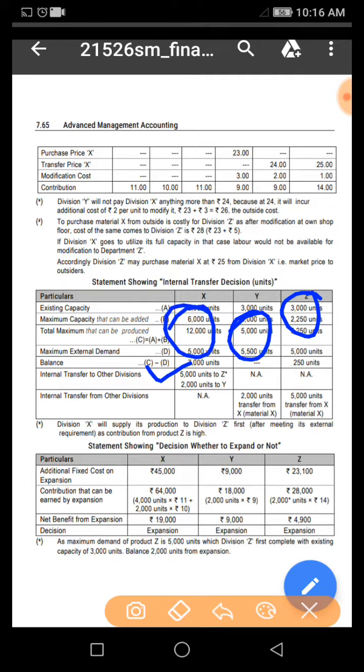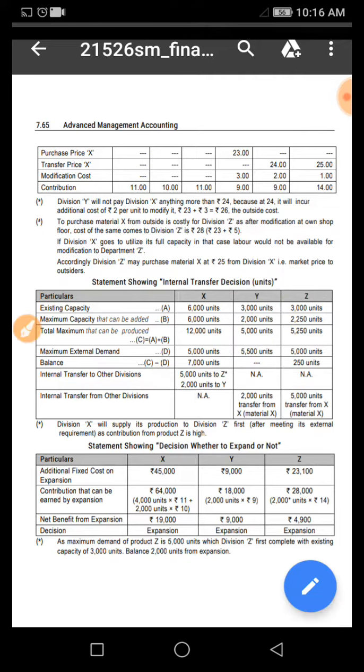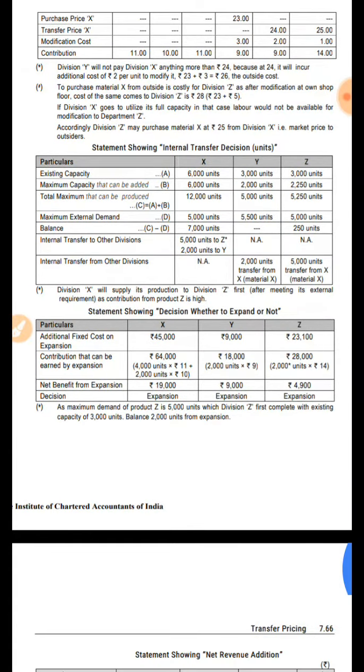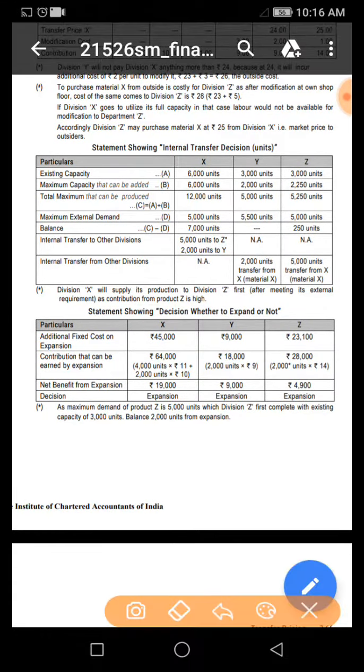Okay, why 6,000 units? Because he had 6,000 existing capacity, but external demand was only 5,000. So anyways, that 1,000 was idle. So that 1,000 idle only first it is transferring to Z. Then from the expanded capacity of 6,000, further it is transferring 4,000 to Z. Then balance 2,000 transferring to Y. So that's why the contribution that can be earned by expansion is 4,000 into 11, which is transferred to Z. Then 2,000 into 10, which is transferred to Y.